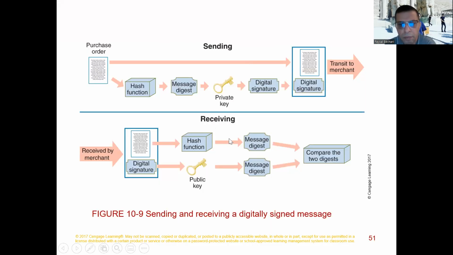We'll talk about this. So the purchase order goes through a hash function, a message digest, and then private keys, and then it is converted back. And the same thing on receiving. It could be sent two ways, the request sent differently and the payment process. So sending and receiving a digitally signed message, and then you can compare these two together.